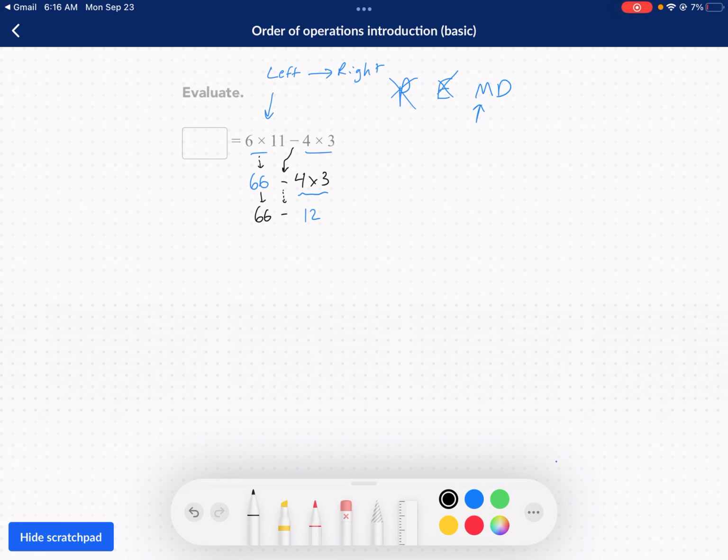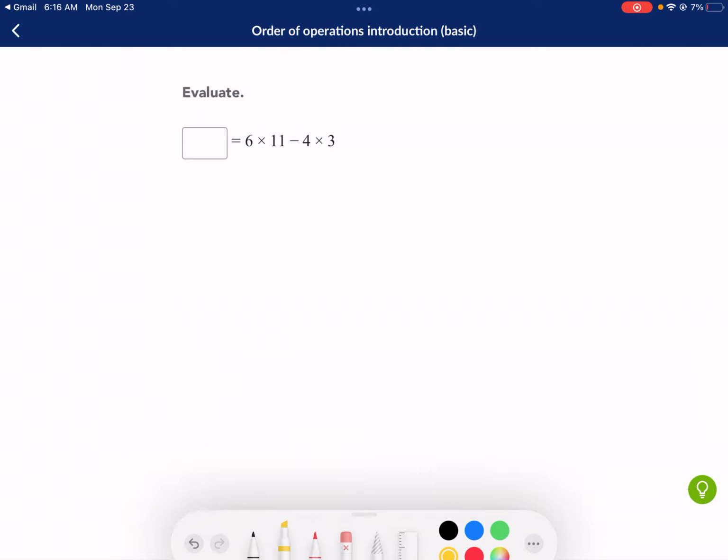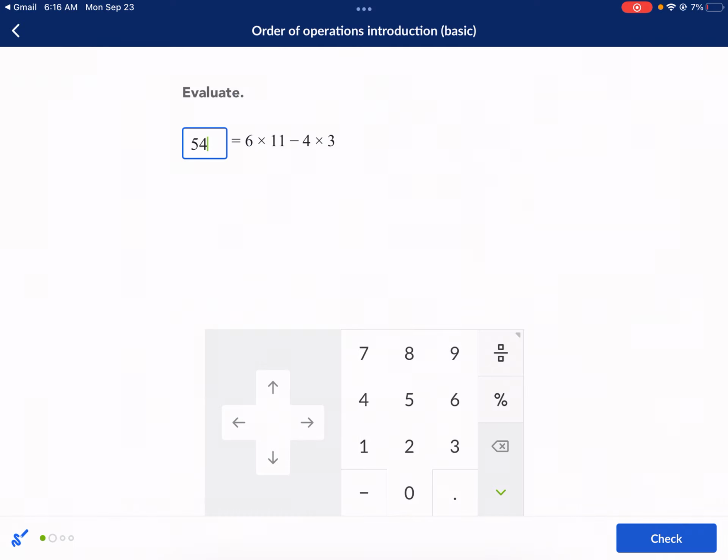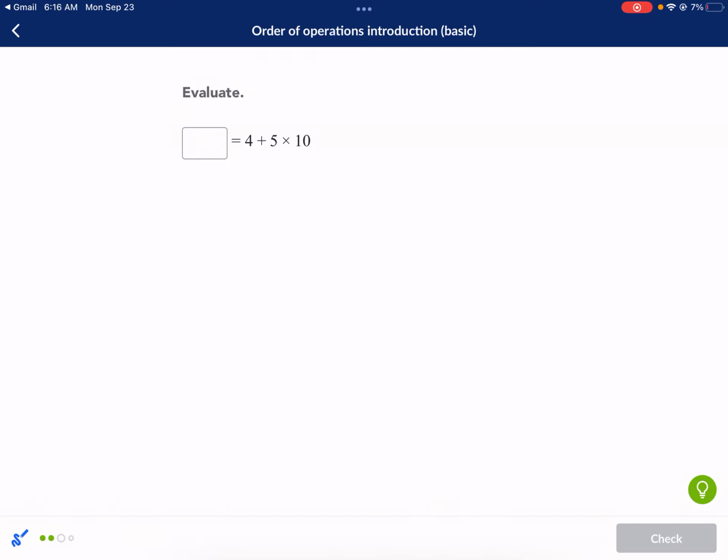I was talking about that funnel effect. You can see if you follow this process, you're going to stay organized, and you're going to get to this final answer relatively easily. So that's 54. I'm going to type that in for my answer. And good. Move on to the next question.